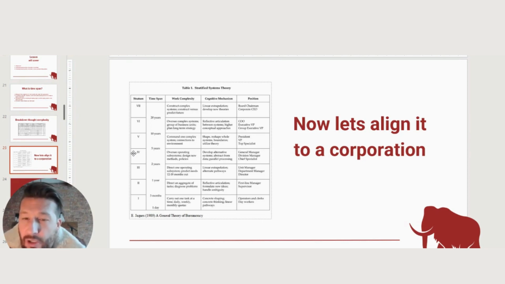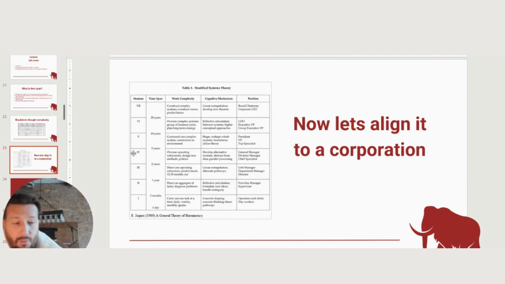At Timespan level 4, we're overseeing a number of systems, designing new methods and designing policies that can change those systems. We're talking general managers, division managers, and specialists. At Timespan level 5, we're talking about commanding one complex system with connected subsystems and operating systems. We can shape whole design, and we're talking president. At level 6, we're overseeing complex groups of business units and planning long-term strategies. And at level 7, we're constructing complex systems, predicting the future versus the current, developing completely new theories. And that's done at the CEO and board level.